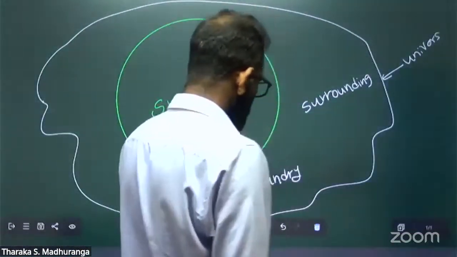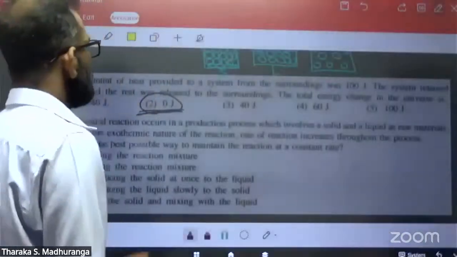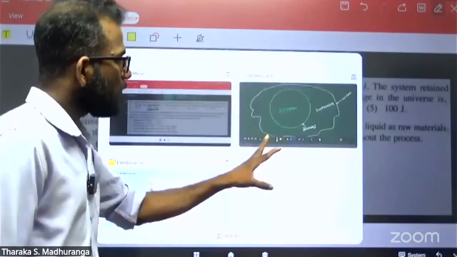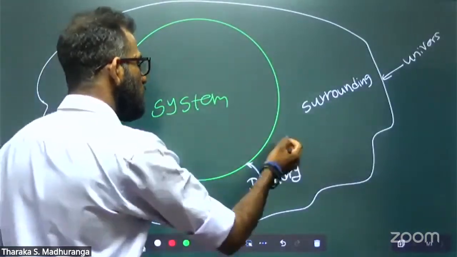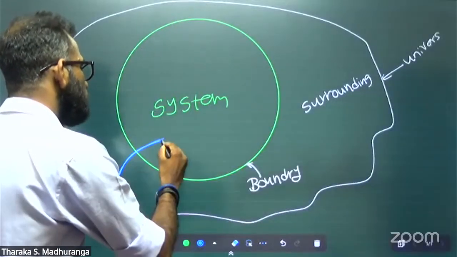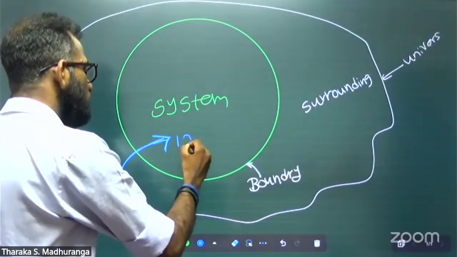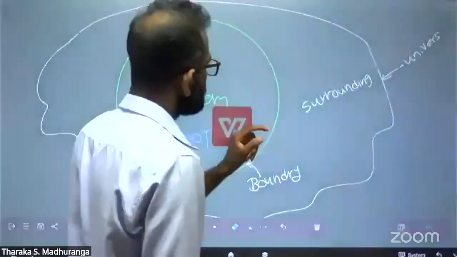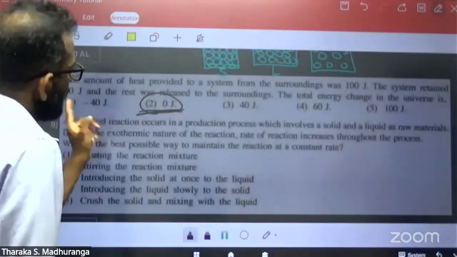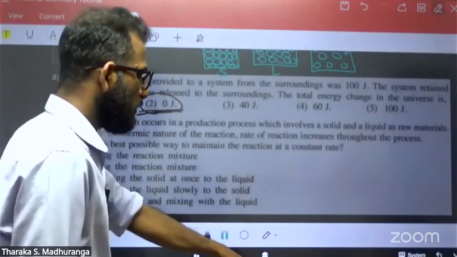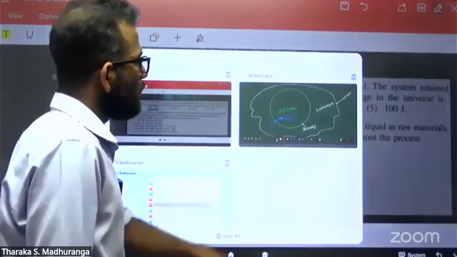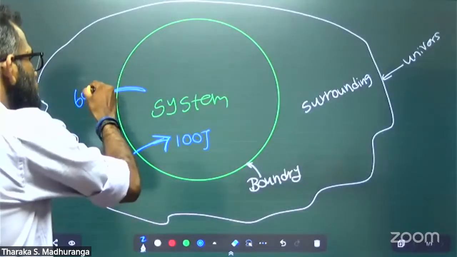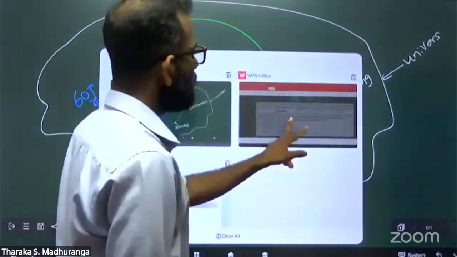Okay, now the question asks: the amount of heat provided to a system from the surrounding was 100 joule. 100 joule absorbed by the system from the surrounding. And the system retained 40 joules and the rest was released to the surrounding. That means 40 joules retained and 60 joules released to the environment.